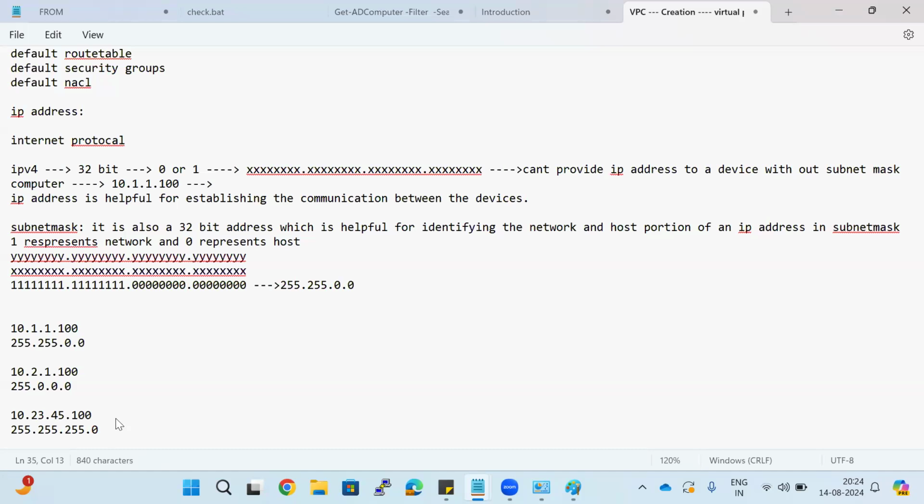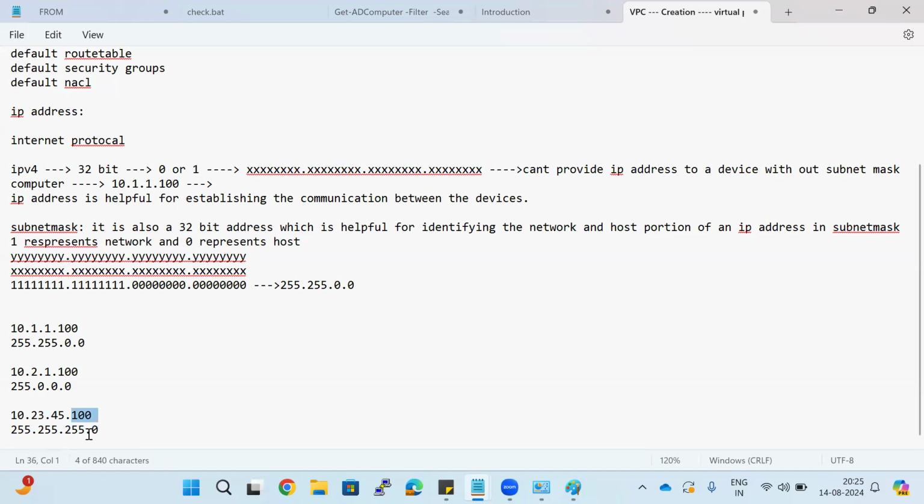So the user gave the subnet mask as 255, which means the first octet of the IP address is the network portion. In the subnet mask there is another 255, which means there are 8 ones, so the second octet is also the network portion. The third octet also has 255, so it is also the network portion. Just by looking at the subnet mask, you can say these three are the network portions and this is the host portion.